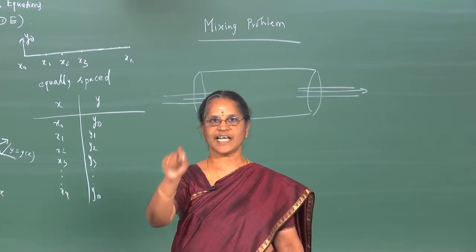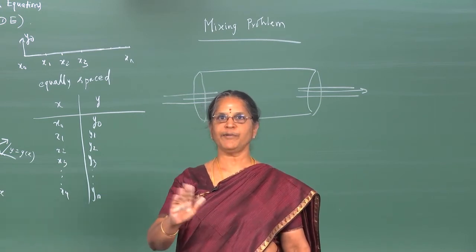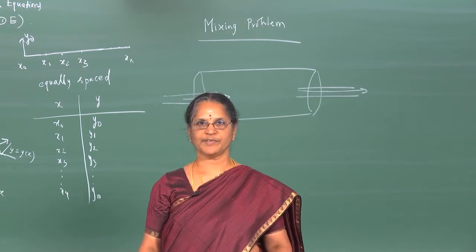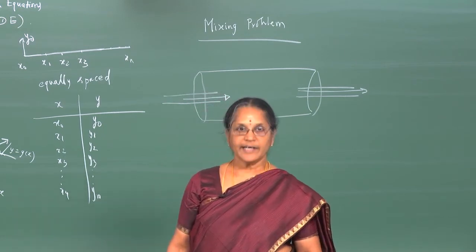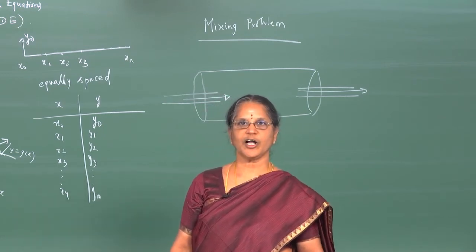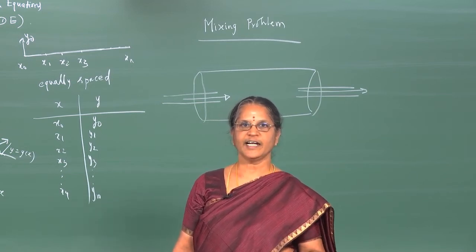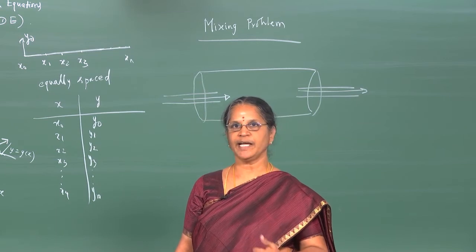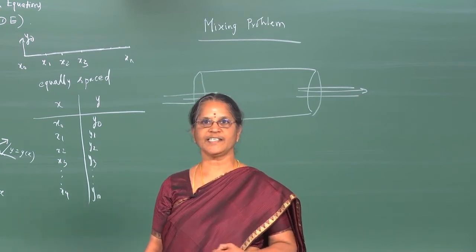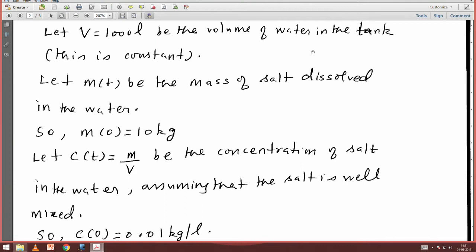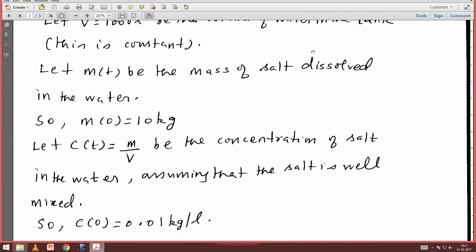So, m at time t equal to 0. So, m of 0 is 10 kilograms. And what is the concentration of salt? It is mass per volume. So, C of t at any time t will be m by V. That will be the concentration of salt in the water, assuming that the salt is well mixed.